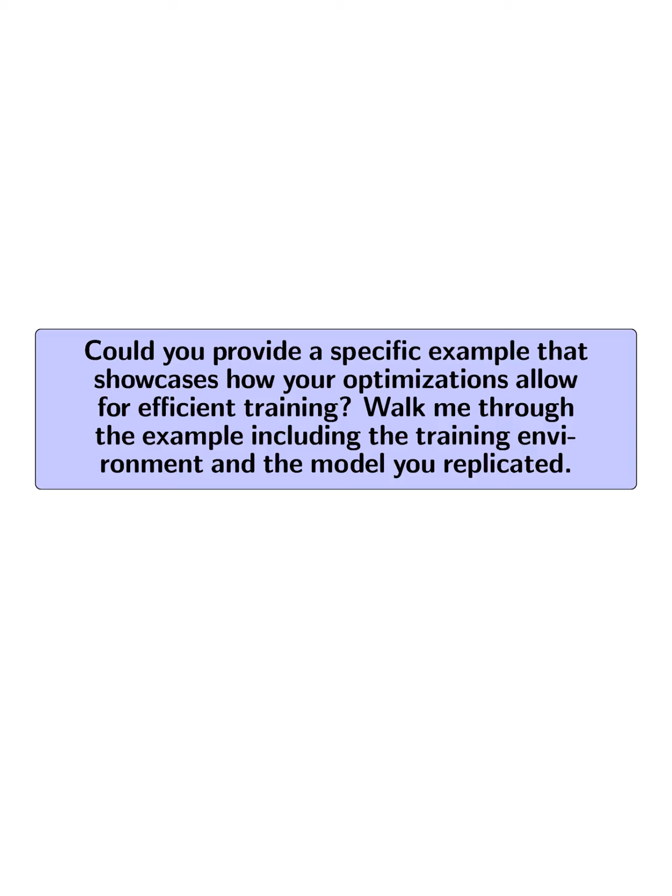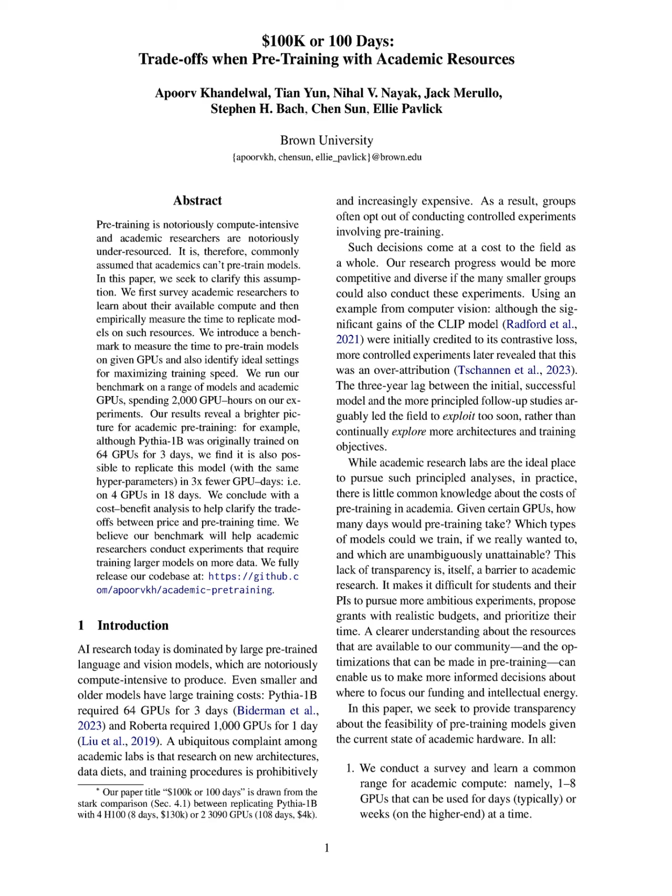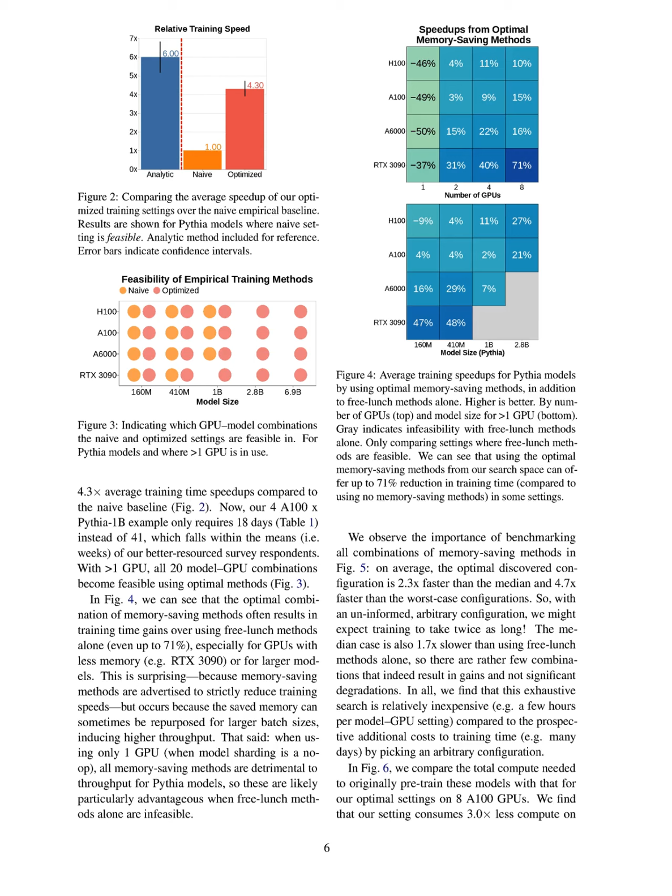Could you provide a specific example that showcases how your optimizations allow for efficient training? Walk me through the example, including the training environment and the model you replicated. In our research, we optimized the training of the Pythia 1B model using 4 A100 GPUs, which typically would require 41 days to train under naive settings. However, through our efficient training methods, we reduced this time to just 18 days, achieving a 3.5x speedup.